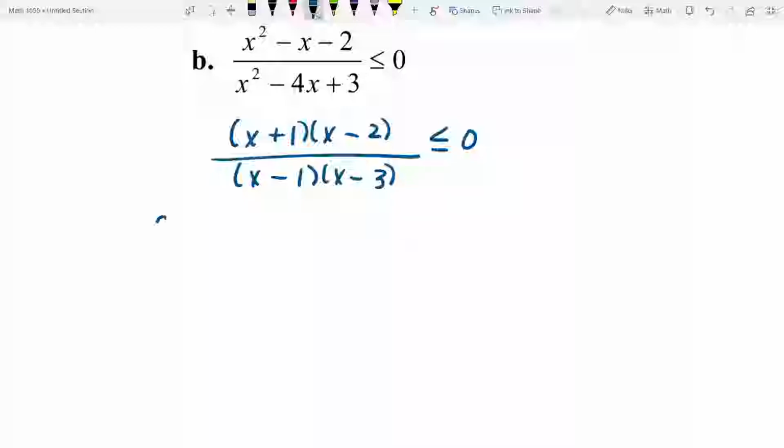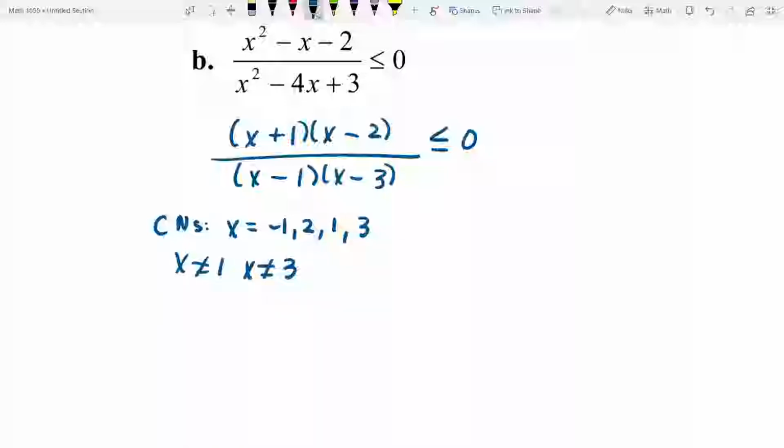Critical numbers. Good. See how I'm forcing you to remember those steps. Critical numbers from the top are -1 and +2. From the bottom are +1 and +3. What do you do after critical numbers? Restrictions. Yes. X cannot be equal to 1 and X also cannot be equal to 3.